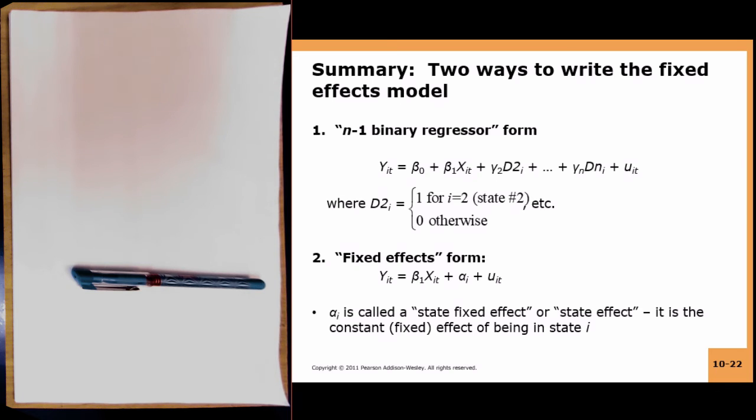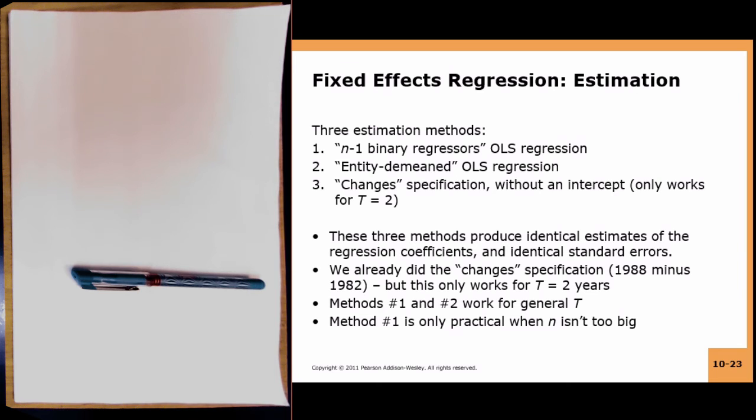In the fixed effect form, you write Y_it as equal to beta 1 X_it plus alpha_i plus u_it, where alpha_i is called the state fixed effect or state effect. That is, it is how much the average fatality rate is higher because of the fact that the data is recorded from a particular state.